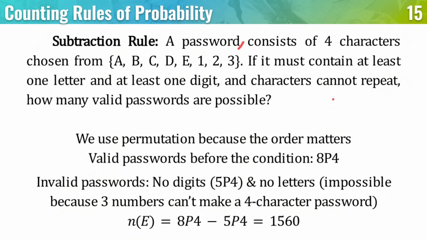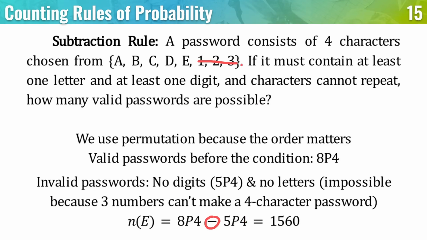Valid passwords before the condition amount to 8p4, since before the condition we have 8 characters to choose from, and you have to choose 4 of them. Now we have to subtract the passwords that are impossible or are invalid. So to have no digits, we would have A, B, C, D, and E. So that's 5 choices, and we choose 4 of them. So that would be 5p4.